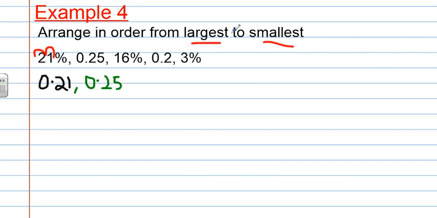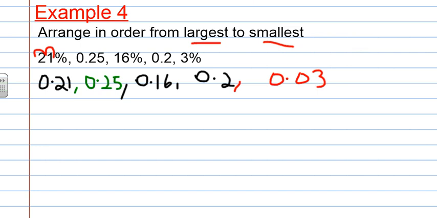What about 16%? Did I hear you say 0.16? 0.16. And then we have the 0.2. And then the 3%. Have a go. Did I hear you say 0.03? Well done. Because we are dividing by 100, remember? Okay.